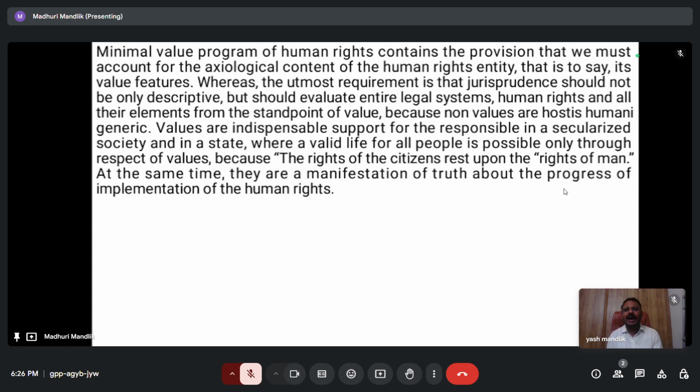Values are indispensable support for the responsible in a secularized society and in a state where a valid life for people is possible only through respect of values, because the right of the citizen rests upon the right of man. At the same time, there are manifestations of truth about the progress of the implementation of human rights.